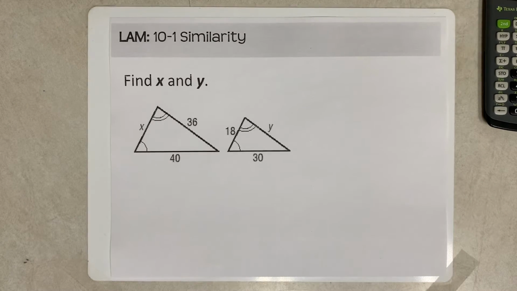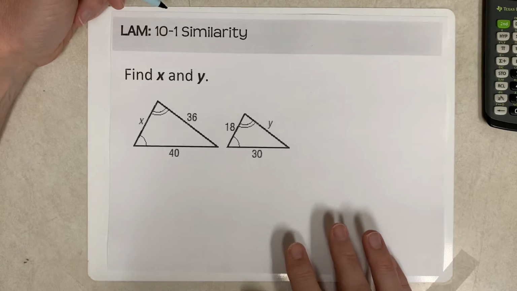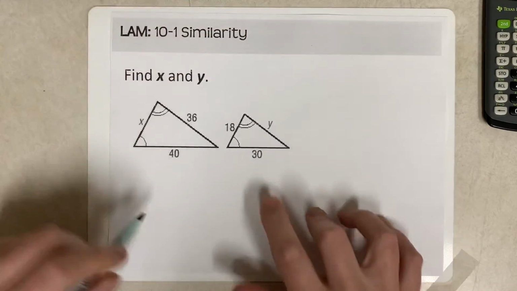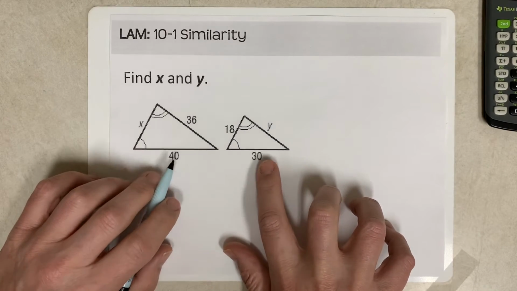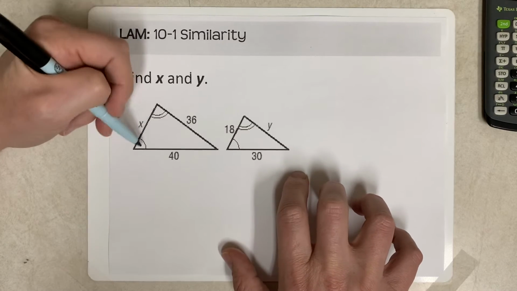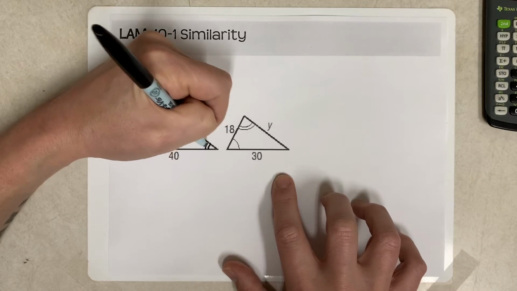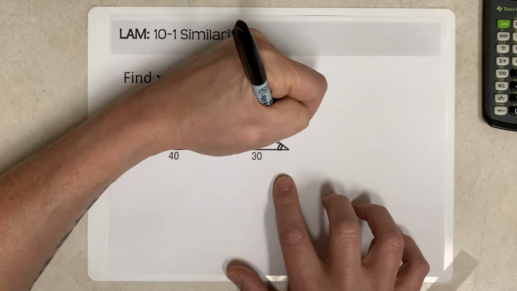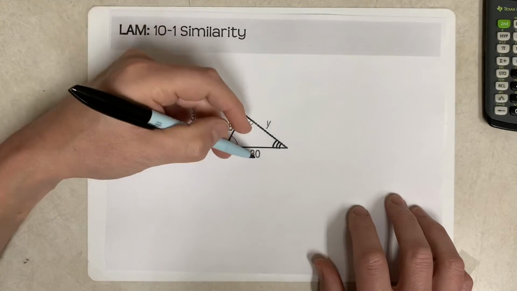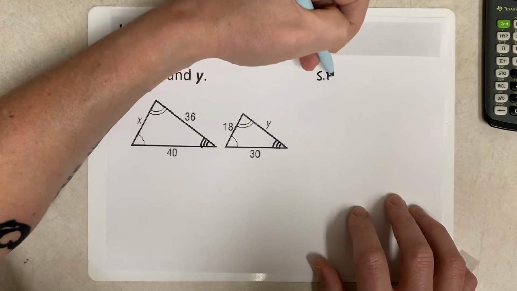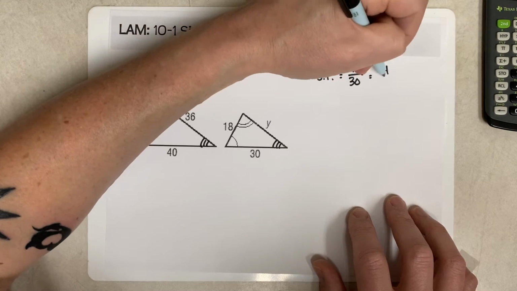Okay, so now we have some where we have to find x and y. So we're probably going to have to come up with a scale factor first. So the scale factor looks like these two sides match up. And by the way, if two angles of a triangle match up with two angles of the other one, then automatically the third one does. You're going to be taught that in geometry anyway. So let's see, 40 over 30, the scale factor, and 40 divided by 30 is really just 4/3.